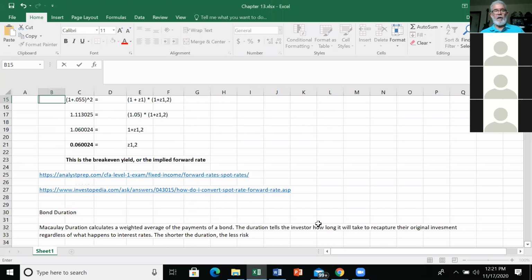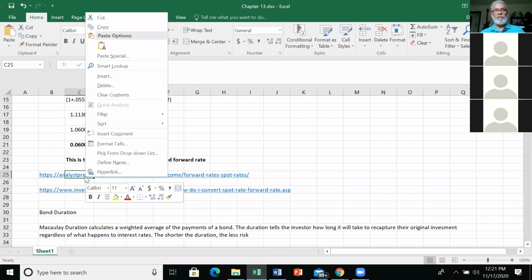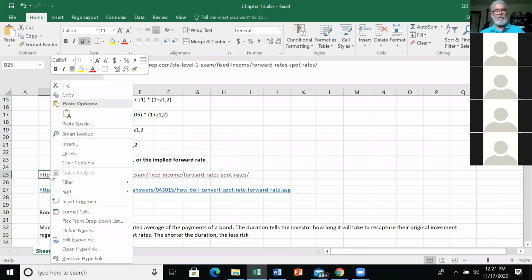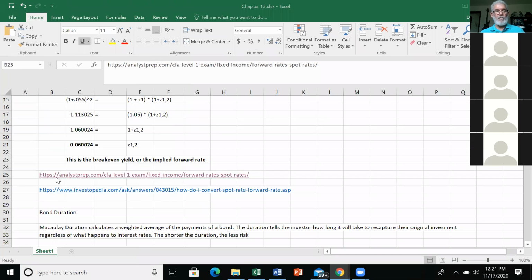And here are a couple of websites that you can go and look at. You have to click on this cell here, which is where it's actually located. We'll open the hyperlink. I'll put it down here where you can see it.